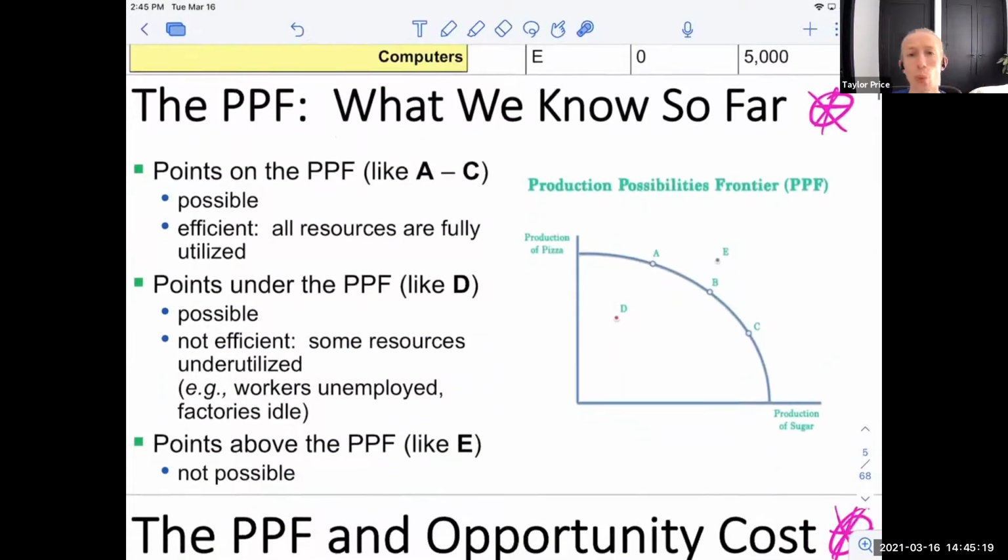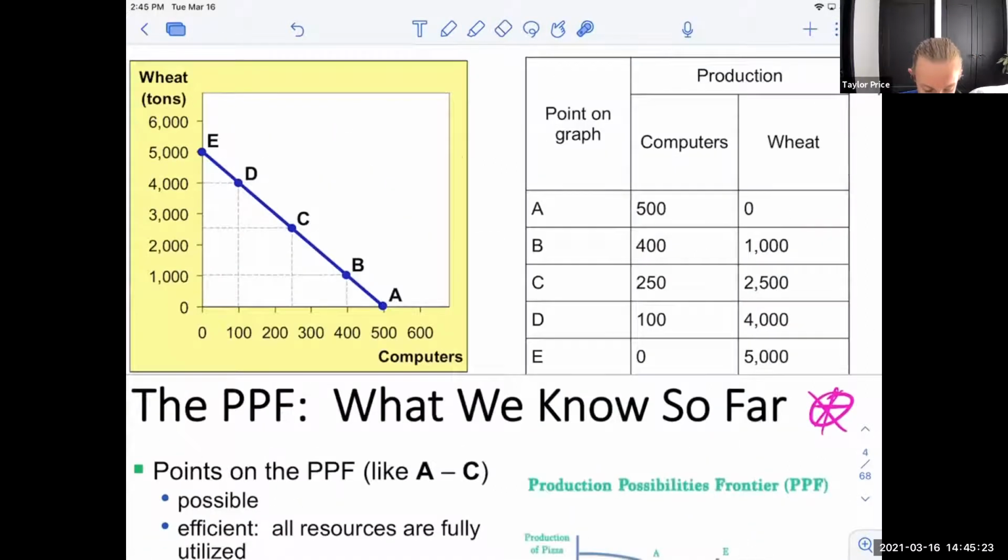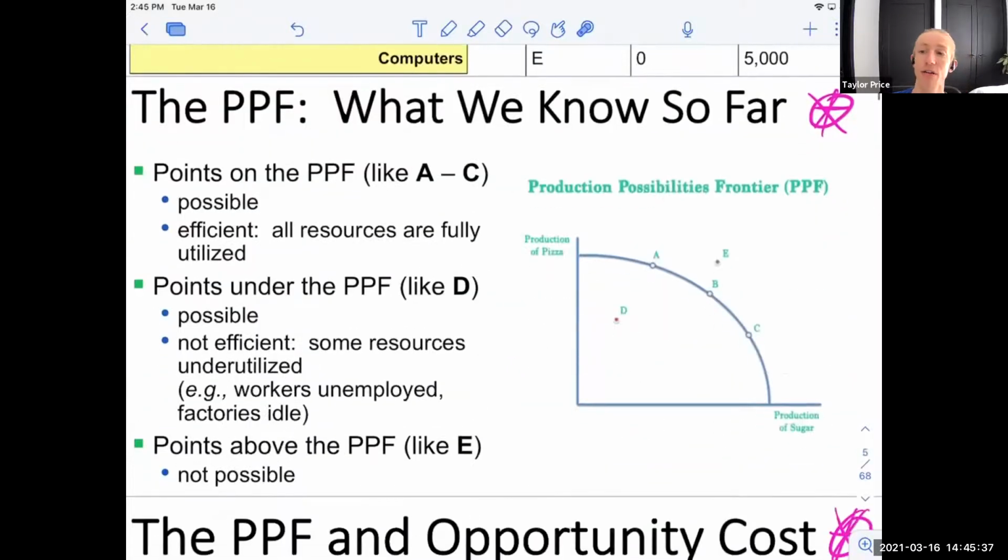So when we think about production possibility frontiers, notice that in this example, it was a straight line, or it was linear. So for this, what we're really going to try to do is think about what a production possibility frontier would normally be.